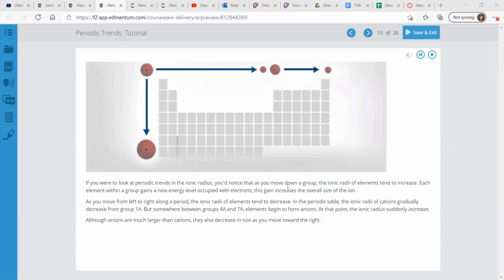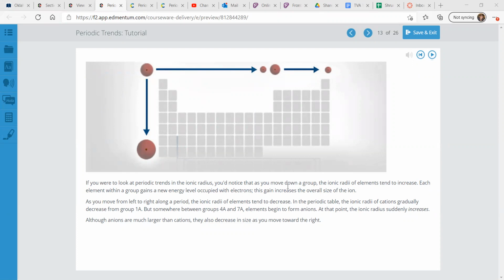If you were to look at periodic trends in the ionic radius, you notice that as you move down a group, the ionic radii of elements tend to increase. Each element within a group gains a new energy level occupied with electrons. This gain increases the overall size of the ion.